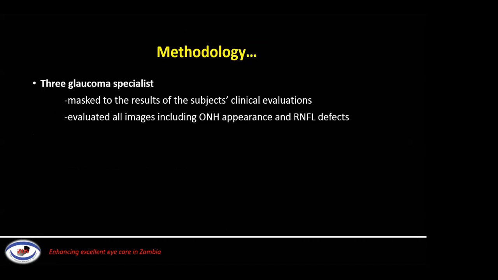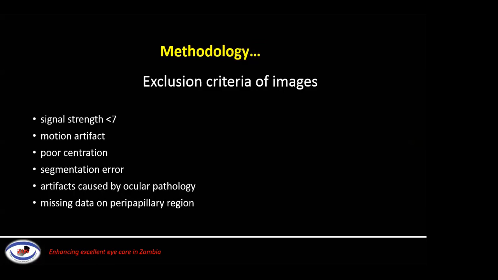So as I was saying, the images were evaluated by three glaucoma specialists who were masked to the results of the subject's clinical evaluation. There was also an exclusion criteria for the images. Images that had a signal strength of less than 7 were excluded. Those who had motion artifacts, poor centration, segmentation error, and artifacts caused by ocular pathology, and also those that had missing data on the peripapillary region were excluded.